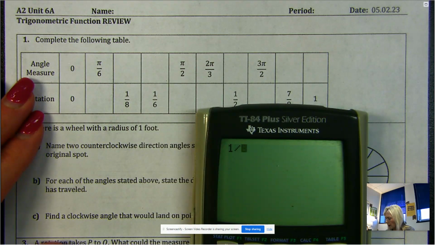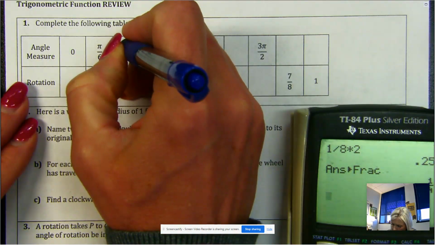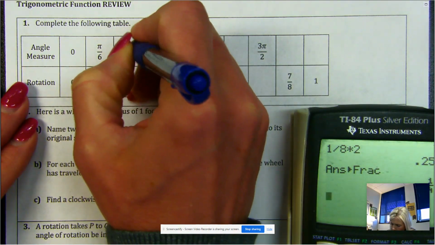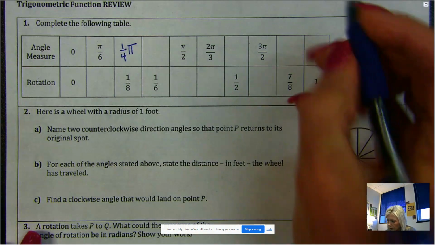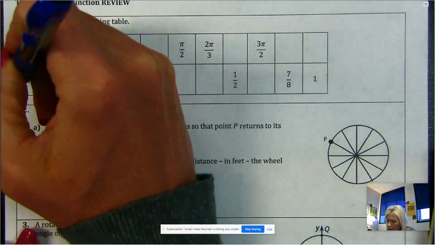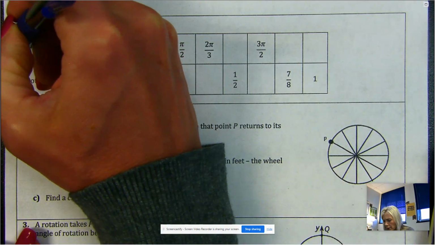So 1/8 times 2 is 0.25, which is 1/4. Remember, math, enter, enter helps you get things back into fractions. And so 1/4 pi is the angle measure here, or pi over 4, either one. Now, I multiply to go from rotation to angle measure. I'll just write it here. To go in this direction, I multiply by 2 pi.